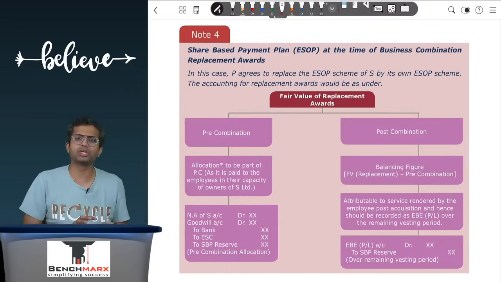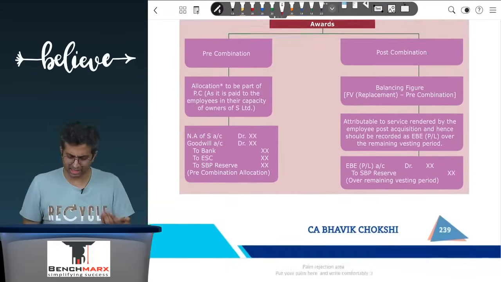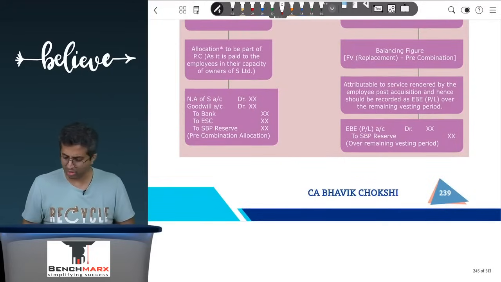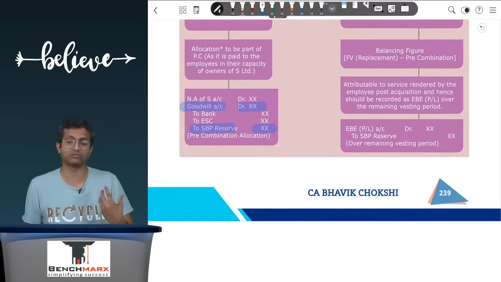So that will give you the pre-combination allocation, and this pre-combination allocation is a part of PC. When I say it is a part of PC, it will appear in the acquisition entry, and because it appears as a part of the acquisition entry, it will have a corresponding effect even on goodwill.